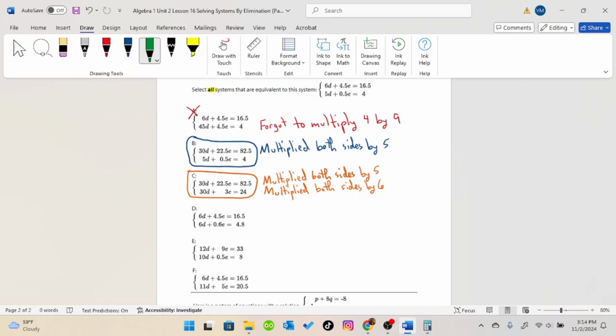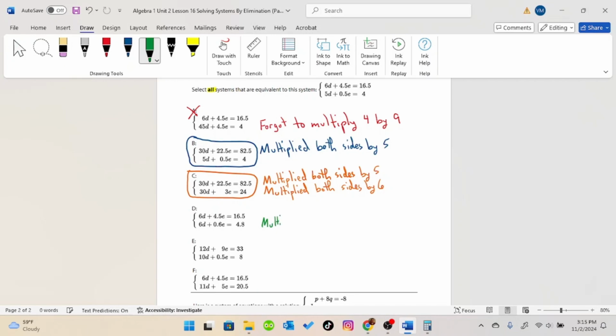They went from 5D to 6D on the bottom, so they multiplied by 1.2. They went from 0.5E to 0.6E. Again, they multiplied by 1.2. And they went from 4 to 4.8 on the right. Again, you can do this by multiplying by 1.2.